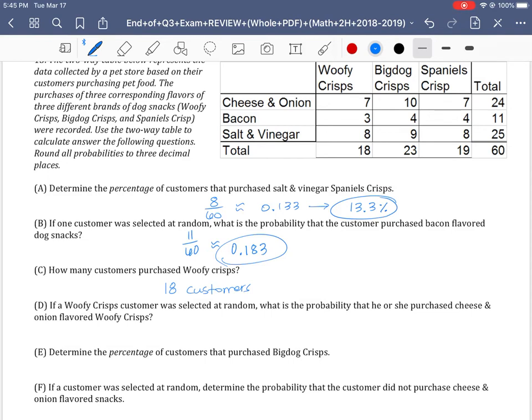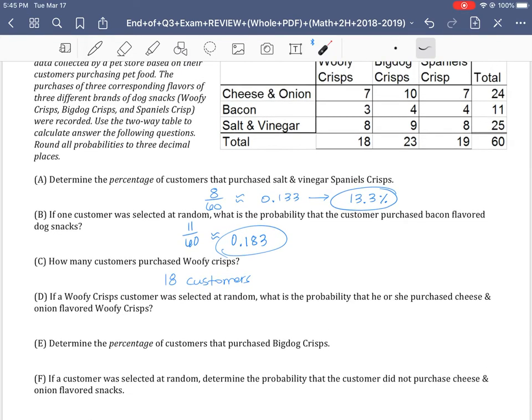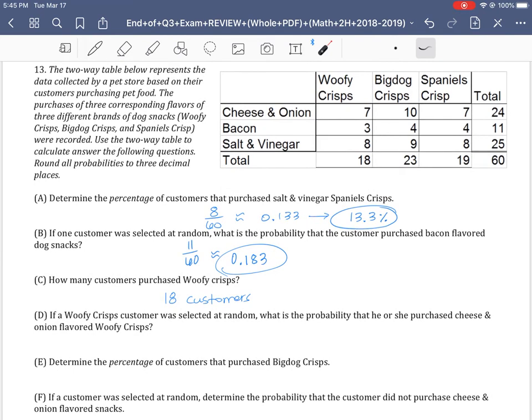Then looking at the next one, if a Woofy Crisp customer was selected at random, so now we're specifically talking only about the Woofy Crisp customers, that's a tongue twister, what is the probability that he or she purchased cheese and onion flavored Woofy Crisps? So if we're looking at just Woofy Crisp customers, then we're again staying in this column right here. So when we're talking about probability, we are only going to be referring to those 18 customers, and then out of those, it says what's the probability they were cheese and onion flavored. So if we're looking at the cheese and onion in that column, then we're looking at these 7 right there. So when we're calculating this probability, that would be 7 out of 18, or approximately as a decimal 0.389.